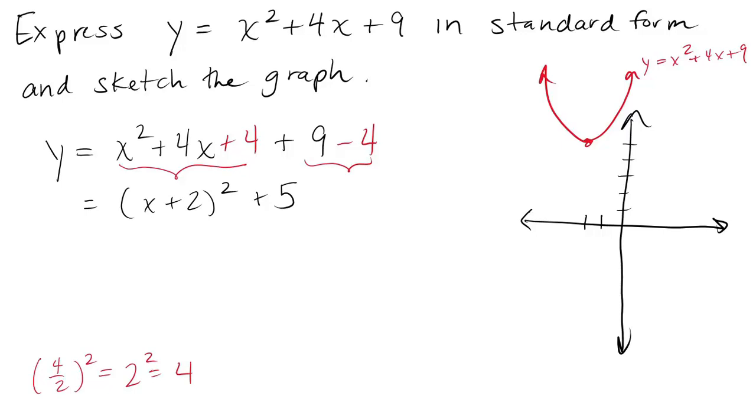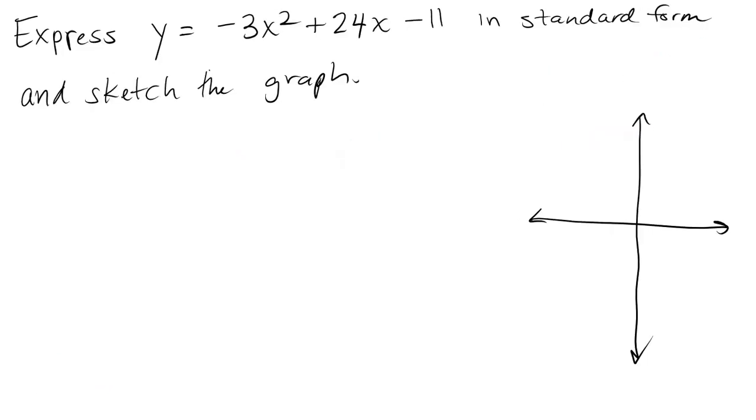Let's look at another example where we've got one extra thing to worry about. This example says express y equals negative 3x squared plus 24x minus 11 in standard form and sketch the graph. Here we've got an extra issue because of this negative 3. We've got to get that out of the way.